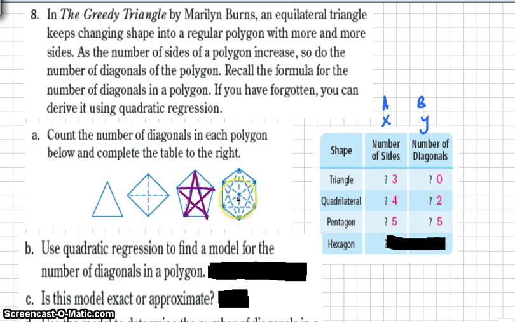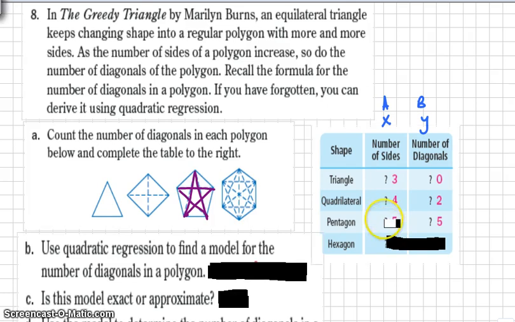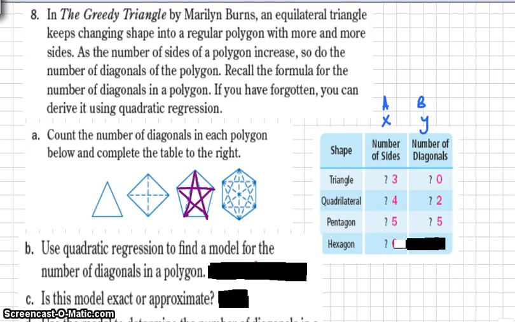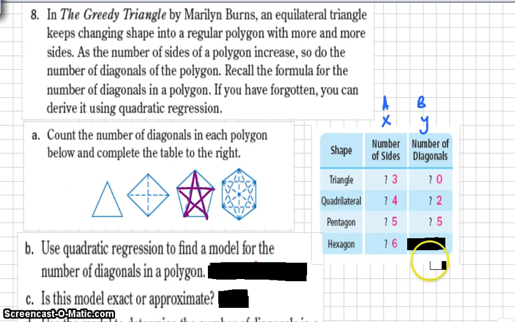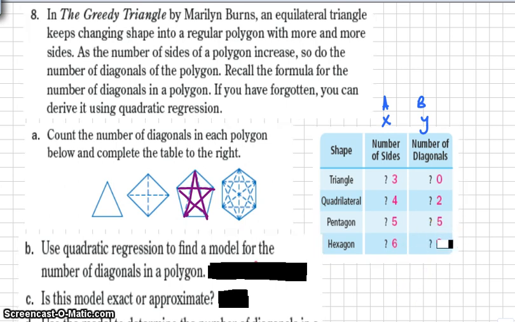And then do the same thing on the last one. Pause the video to do that. Should know that it's a 6-sided figure. Count the diagonals after you've paused the video, and you'll find that there are 9 diagonals there. So now that you've got your table, go ahead and use quadratic regression, type that into your spreadsheet, and come up with the A, B, and C values. So again, pause the video and take some time to do that.